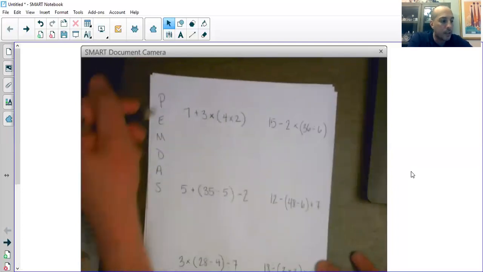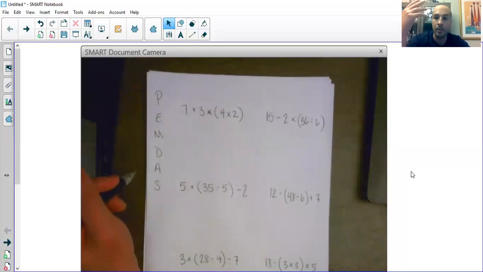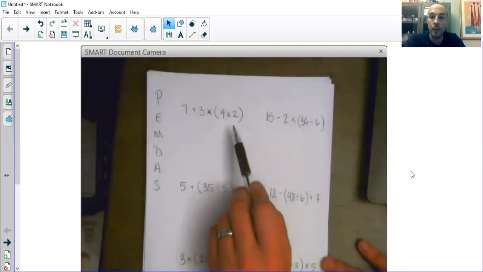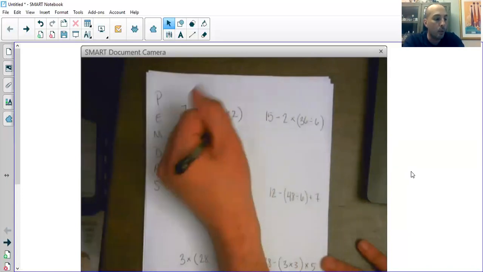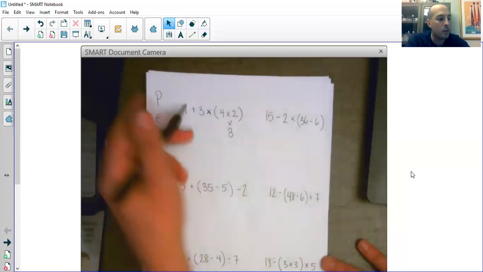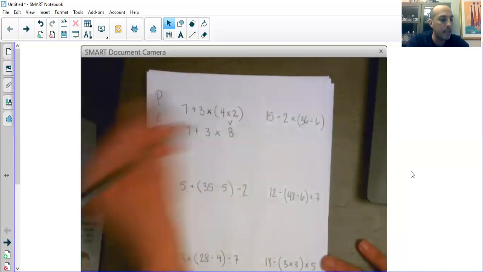I like to write it on the side of my paper so that I can always remember what the steps are. Okay, so let's start here. What comes first? Parentheses, always. So 4 times 2 is 8. Everything else comes down. So my new equation is 7 plus 3 times 8.